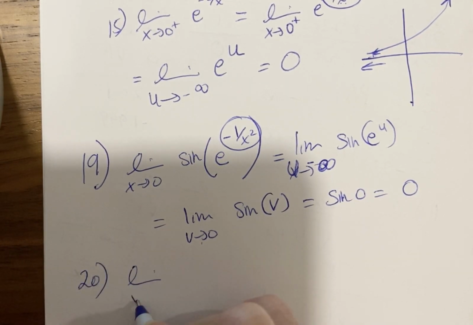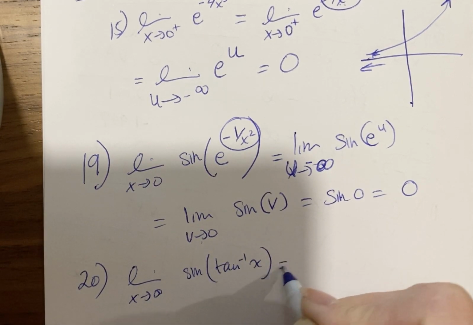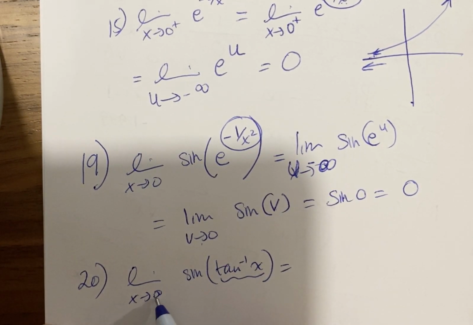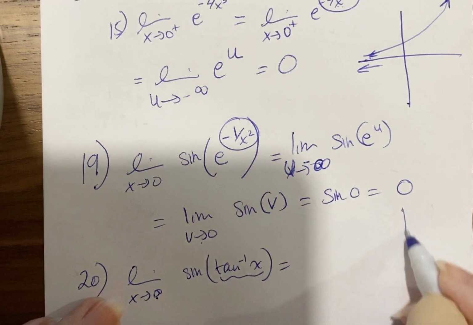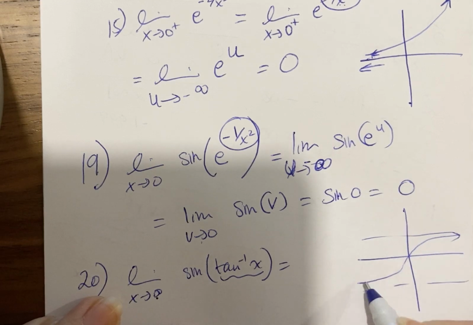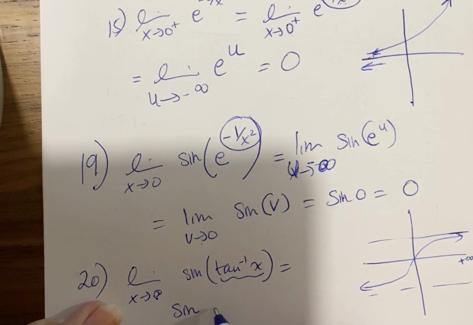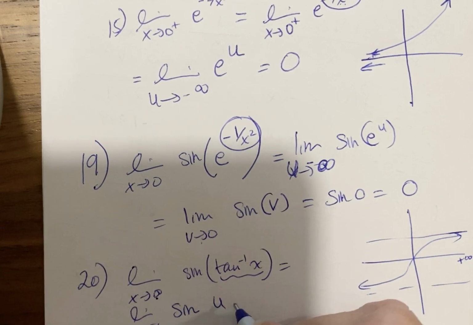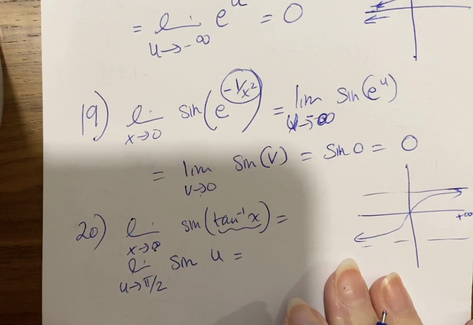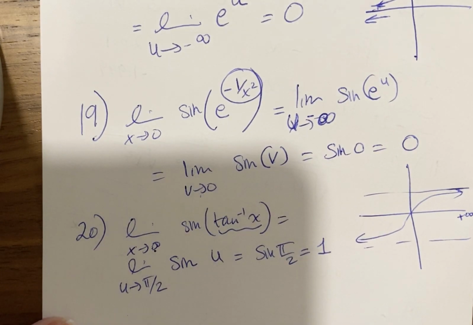Look at this. Limit as x approaches infinity of sine of tan inverse x. Again, I start in the inside. At infinity, what happens to tan inverse x? Tan inverse x looks like this. At infinity, here, tan inverse x approaches what? Pi over 2. So this becomes sine u as u approaches pi over 2. What's the limit of sine u at pi over 2? It's nothing but sine pi over 2, which is equal to 1.